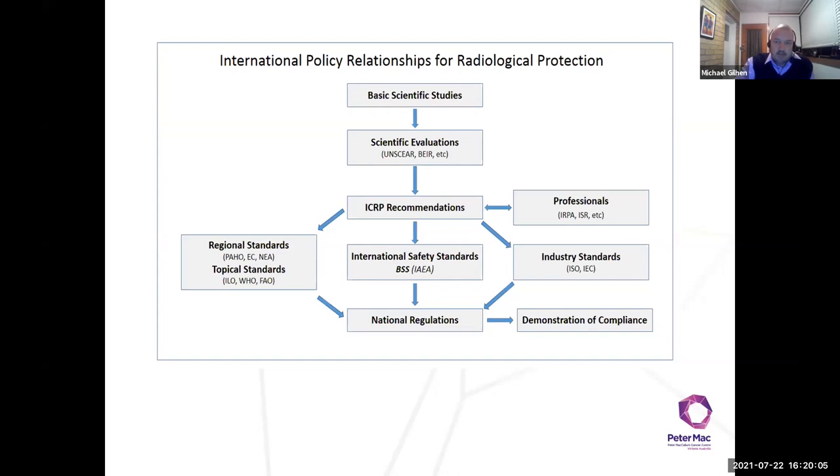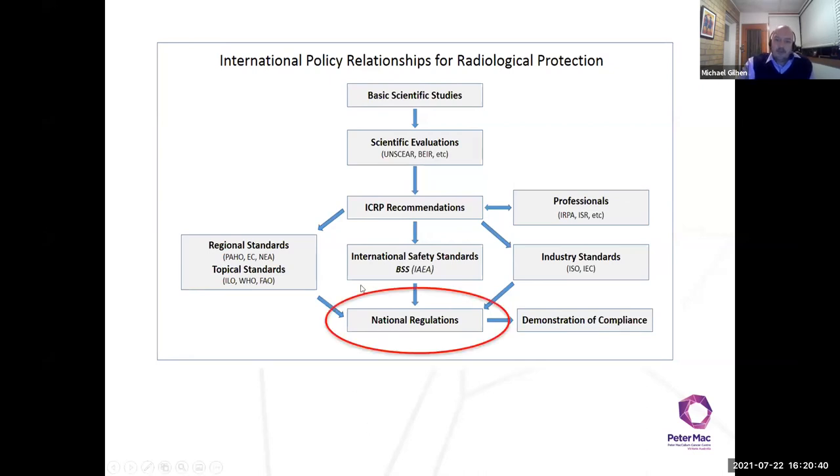So ICRP makes recommendations, and they work very, very closely with people like ourselves, with national physics groups, with national radiation protection groups, because we're the people on the ground, we're the people who work with the radiologists, and ICRP will come to us for advice and information. IAEA makes various international safety standards as well.